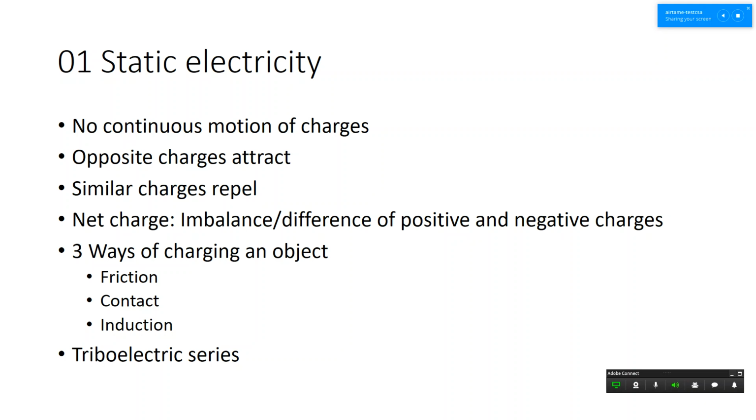If you guys remember, it's basically anything where there's no movement of charge. But that's also a little bit of a lie because we did some movements of charge in static electricity, and I'll remind you guys about what they were.